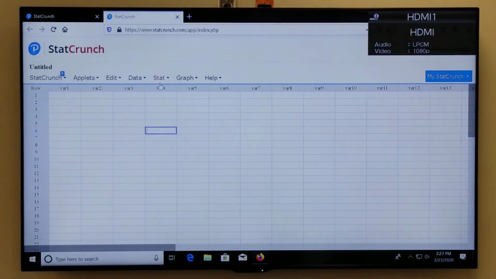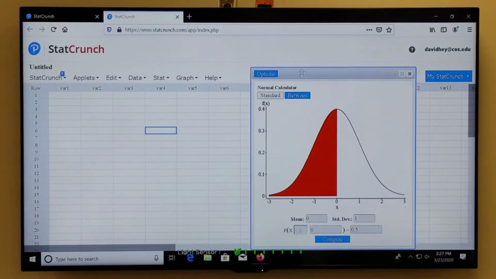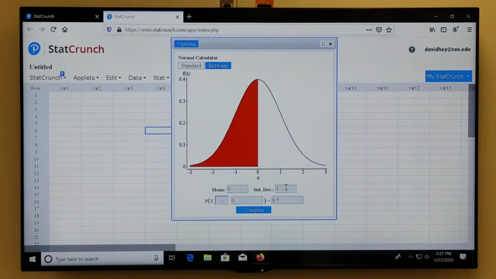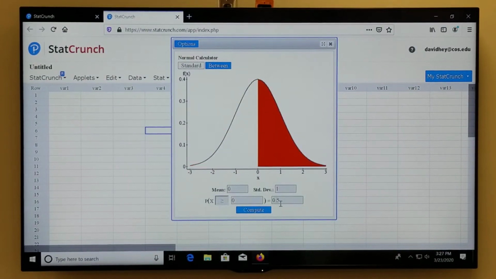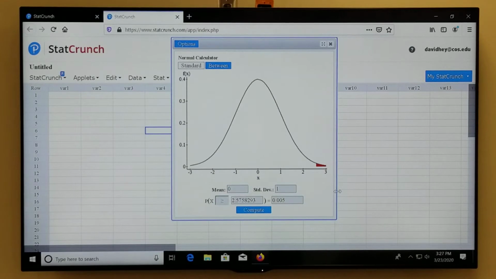Okay, so we're going to go to Stat, Calculators, Normal. Leave the mean at 0, leave the standard deviation at 1. We want an area to the right. We want that area to be 0.005. And so that comes out to about 2.58.